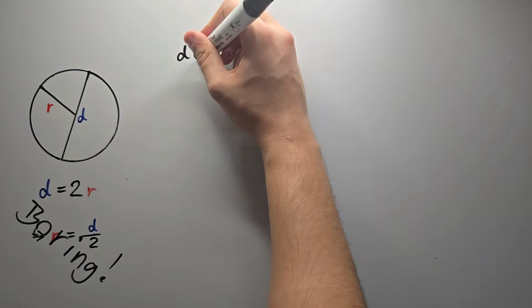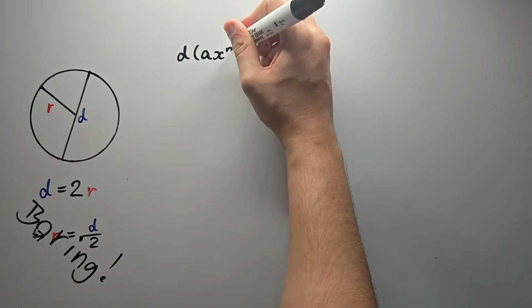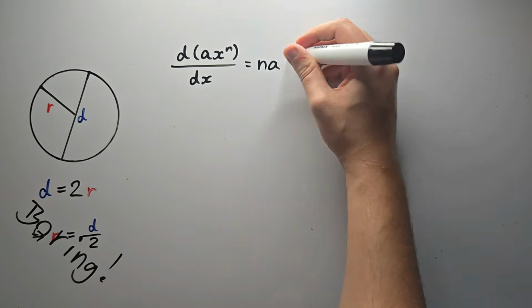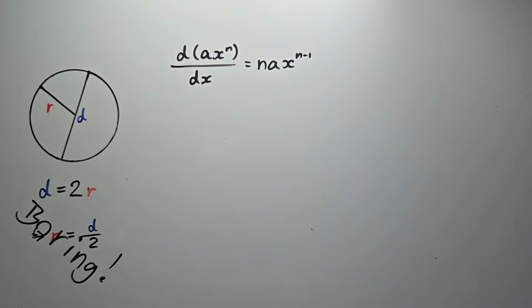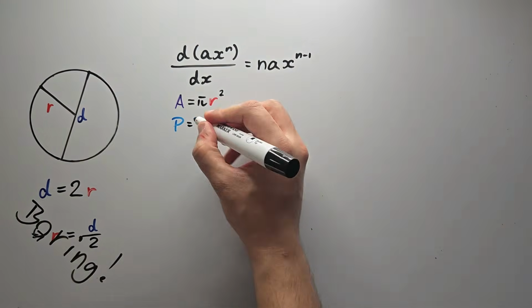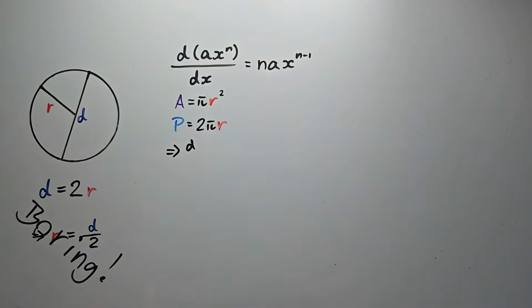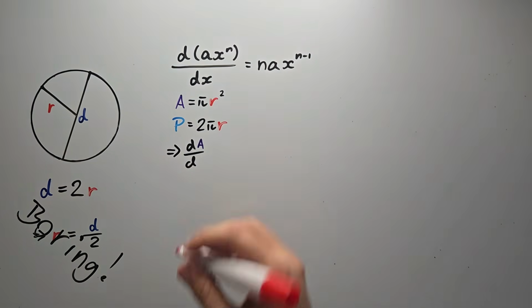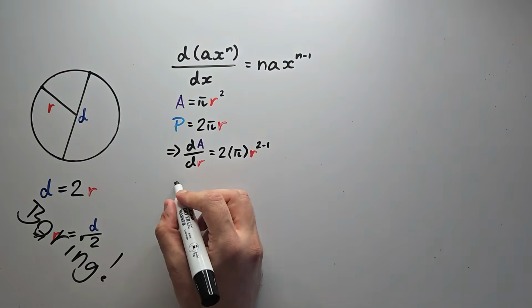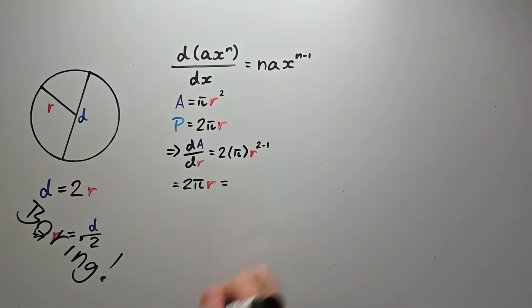To find this property, we'll have to use calculus. In general, the derivative of the function a times x to the n is equal to n a times x to the n minus 1. And applying this to the area and perimeter formulae from earlier, we see something interesting. Plugging in pi for a, r for x, and 2 for n, we see that the derivative of pi r squared is equal to 2 pi times r, which is the perimeter. Thus, the derivative of a circle's area with respect to its radius is equal to its perimeter.